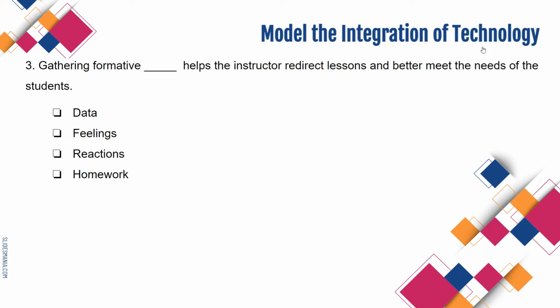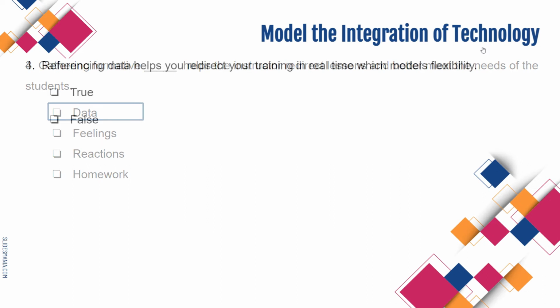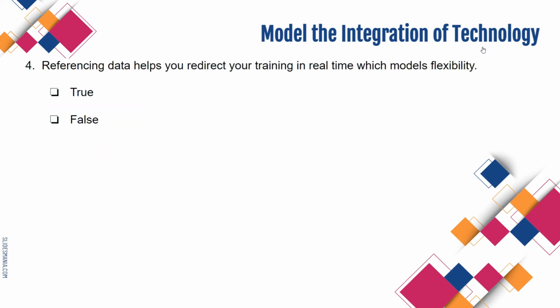Three. Gathering formative data helps the instructor redirect lessons and better meet the needs of the students. So, gathering formative data: feelings, reactions, homework, sure data. And the last question, referencing data helps you redirect your training in real time, which models flexibility, true or false? True.